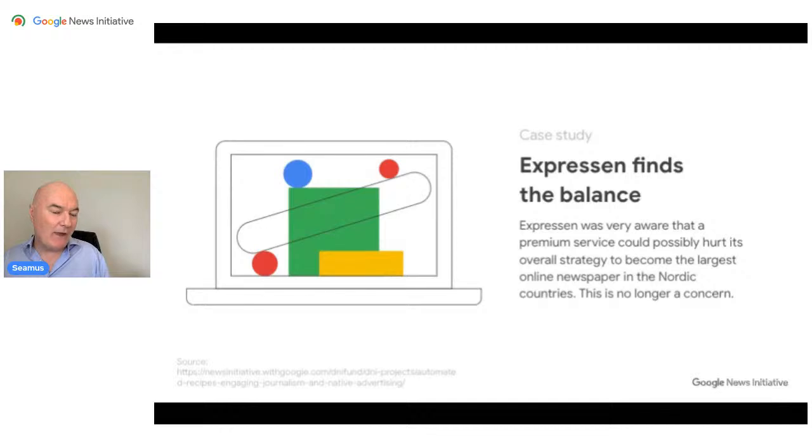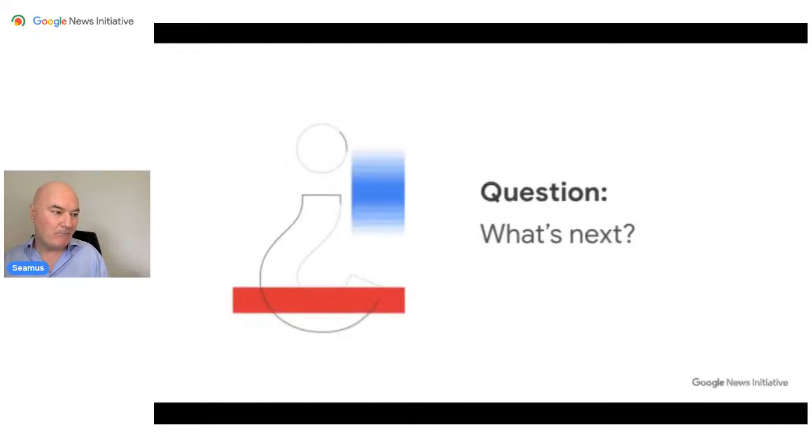Expressen said that it really was aware of the fact that a premium service could hurt its overall strategy. So they took that concern seriously. But they say now that's no longer a concern with this mixed bag model. And we had a quote there from the newspaper saying that we've come to the conclusion that we can now add a subscription solution on top of our goal to become the largest media provider of news. That's an interesting quote from Expressen.